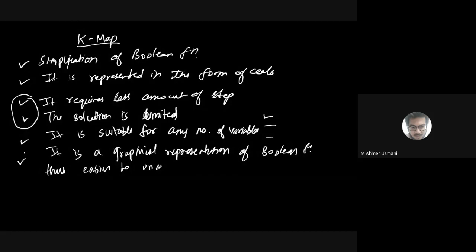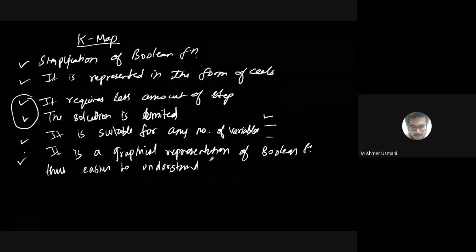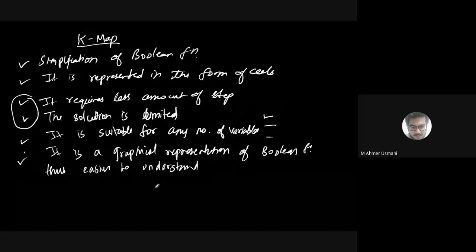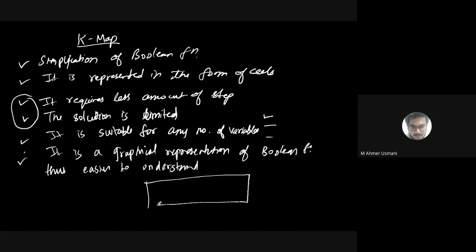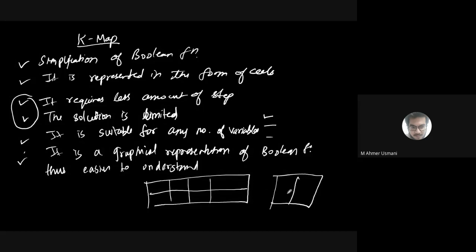So, a basic characteristic of K-map, have you understood what a K-map is? K-map is nothing but one of the methods of simplifying a Boolean function. That is the first point. How is it represented? It is represented in the form of cells. So how will it look? It will look something of this sort. So this is nothing but a K-map that we are making. It is a graphical representation, thus it will be easier to understand.